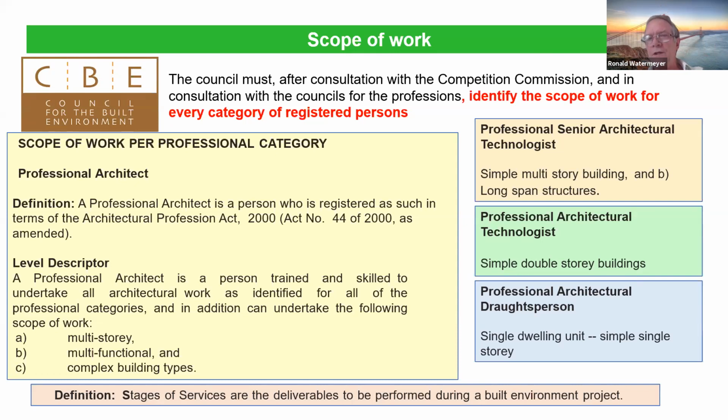Then you go through the professional senior architectural technologist, which is now multi-story buildings and long-span structures. You then have the architectural technologist, which is simple double-story buildings, and you come down to your professional architectural draftsman, which purely looks at some single dwelling unit. There I can understand very easily for a member of the public, if you know who you want to get hold of to do work for you, you can do it categorized on what is your type of building, and very simply, that's how the scope of work has been put together.